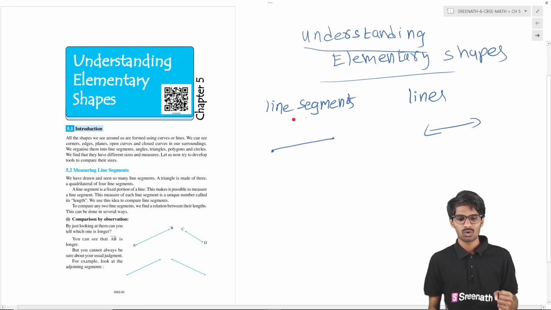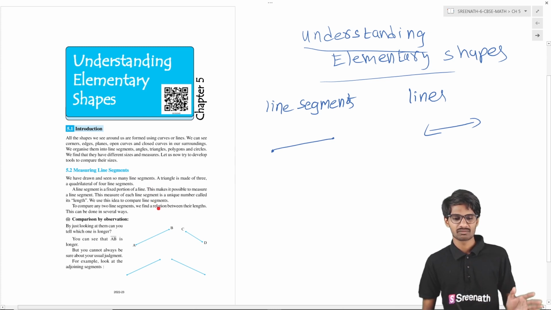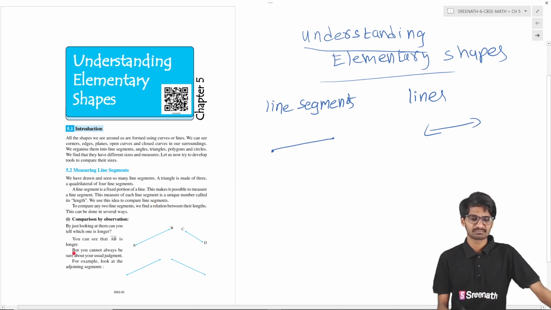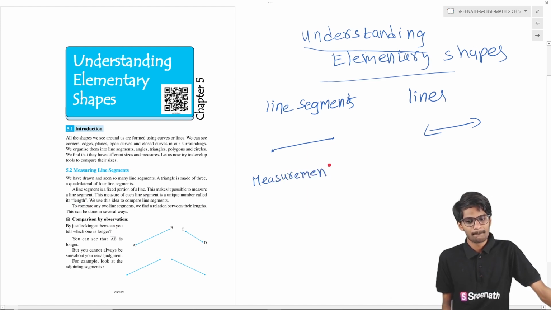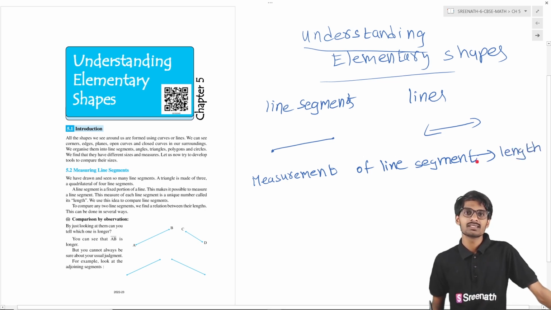Okay, students. Now, line segments. So how to measure line segments? Basically there are three methods. This measure of each line segment is a unique number called its length. So how will we represent the measurement of a line segment? The measurement of a line segment is length, students. Length is length.